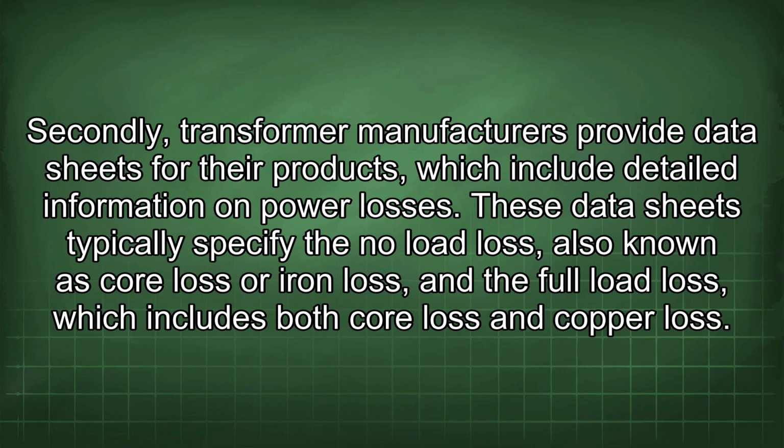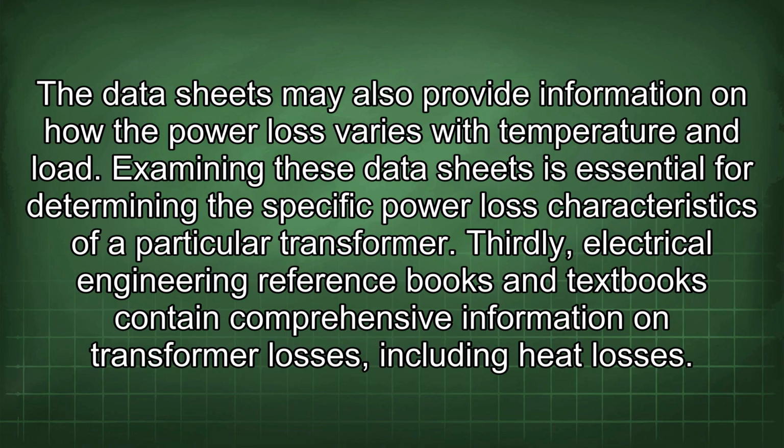Secondly, transformer manufacturers provide data sheets for their products, which include detailed information on power losses. These data sheets typically specify the no-load loss, also known as core loss or iron loss, and the full load loss, which includes both core loss and copper loss. The data sheets may also provide information on how the power loss varies with temperature and load. Examining these data sheets is essential for determining the specific power loss characteristics of a particular transformer.